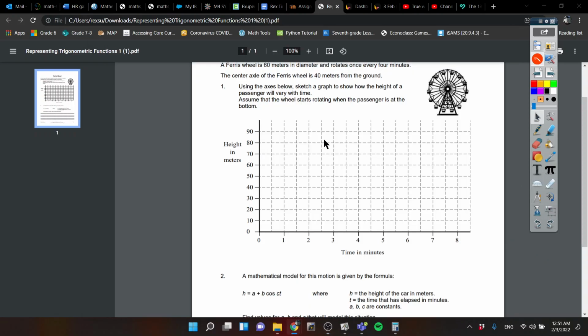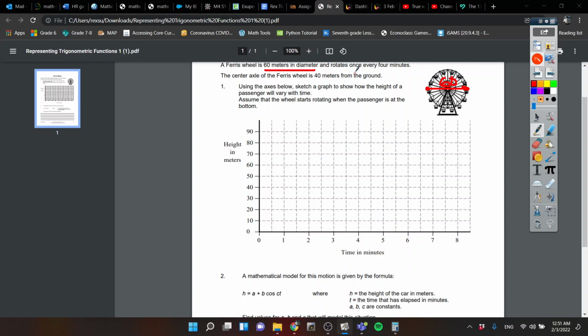Hey there, students. So you should have already attempted this exercise, and then I'd love to chat through it now with you. So, cool. We've got a Ferris wheel over here, and you can see a picture of what they look like. Great. It's 60 meters in diameter. Let me start putting stuff on here. 60 meters in diameter says that from here across to there, 60 meters.